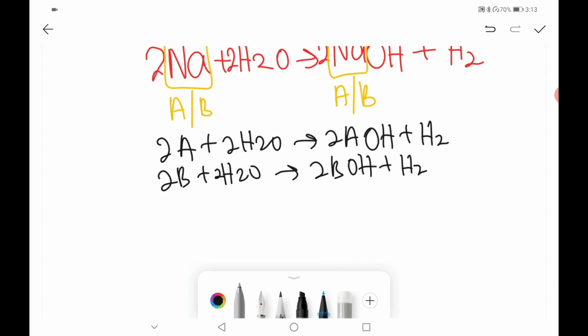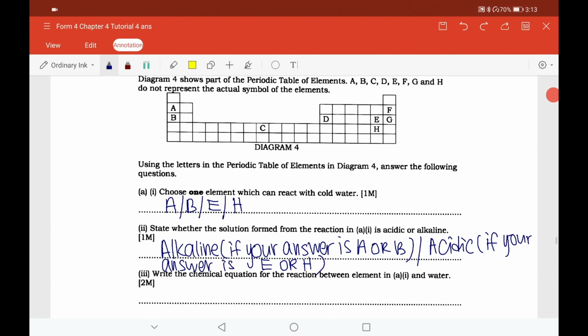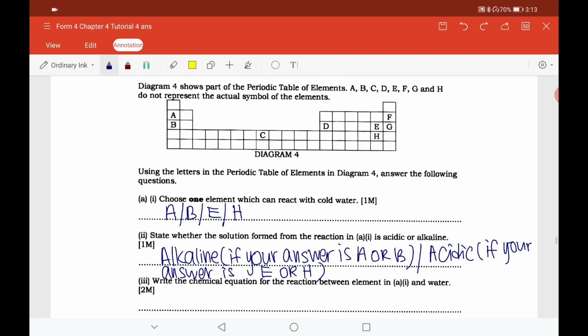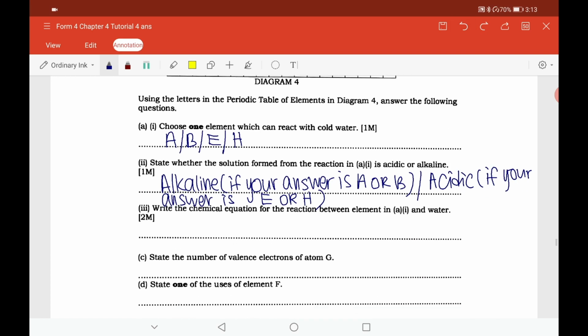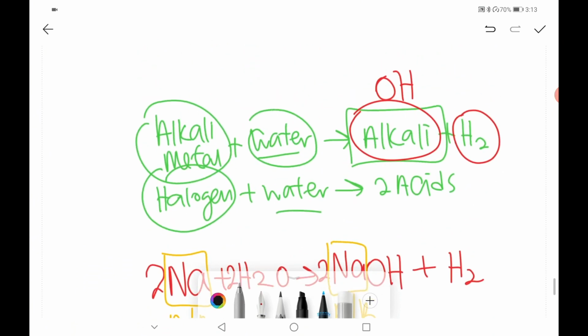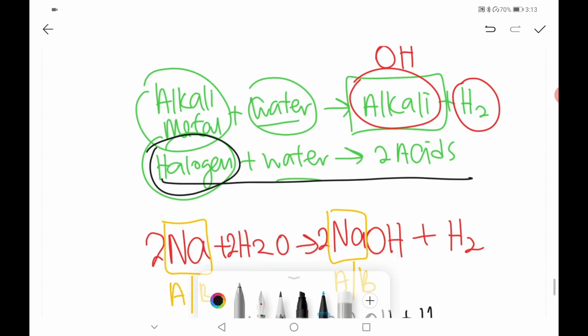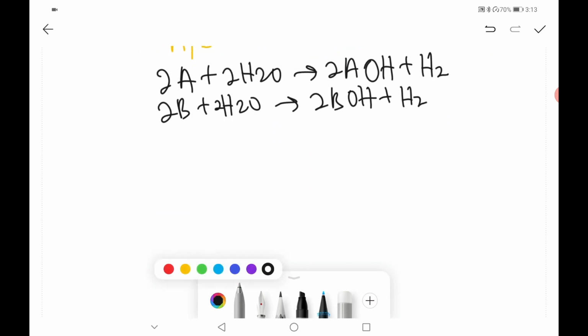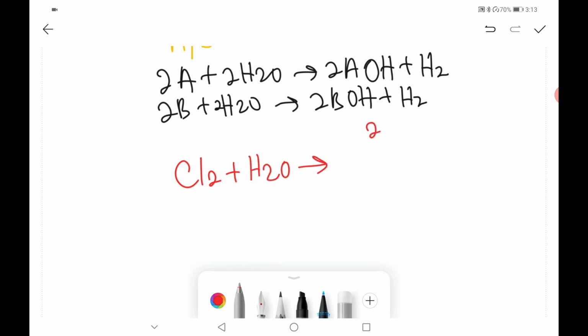If you don't want to do this, you can go for E or H also. If you choose E or H, then it's different because E and H are group 17, which is halogen. So when halogen reacts with water, what to do? You can use chlorine to predict the equation. When chlorine reacts with water, you form 2 acids. Acid always has H. The first one is H combined with Cl, HCl. The second acid is H and Cl, and in between you add the O, HOCl.